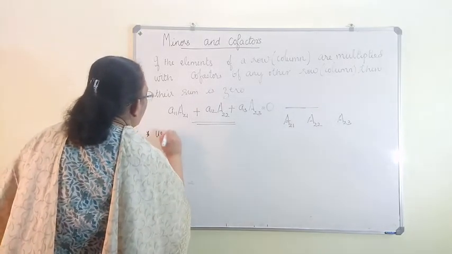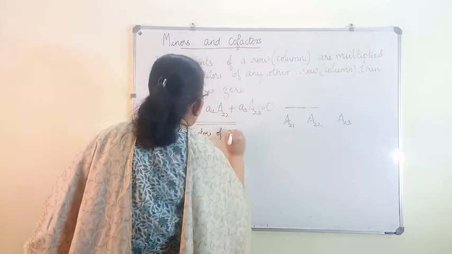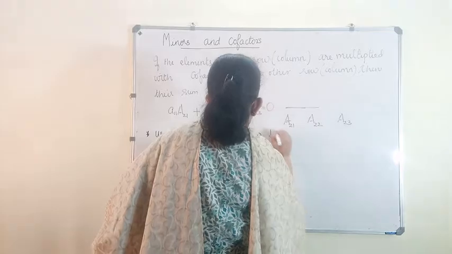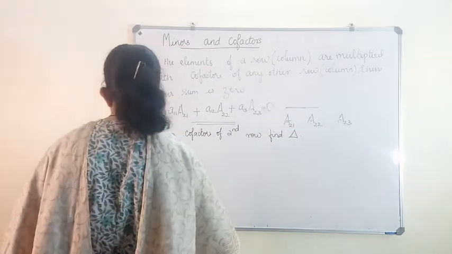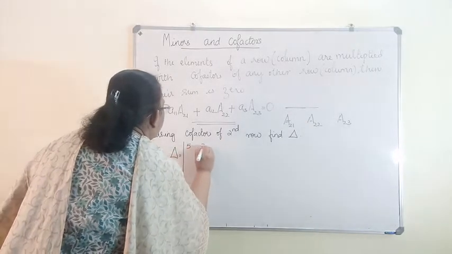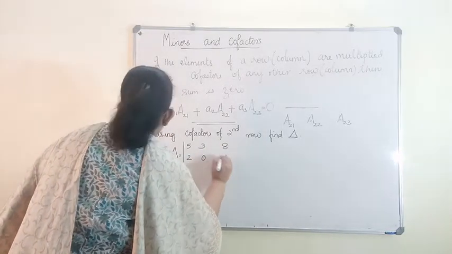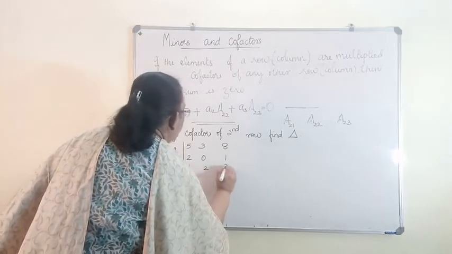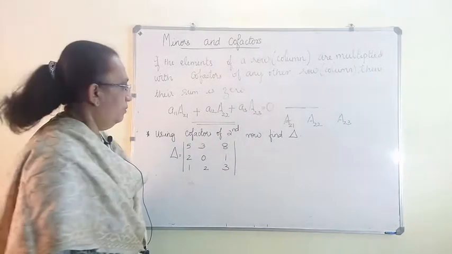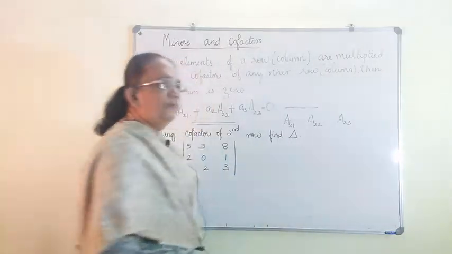Using cofactors of the second row. Find the determinant. The symbolic notation is given. So, the determinant is 5, 3, 8, 2, 0, 1, 1, 2, 3. They have specified cofactors of the second row. So, find the value of the determinant using the cofactors of the second row.